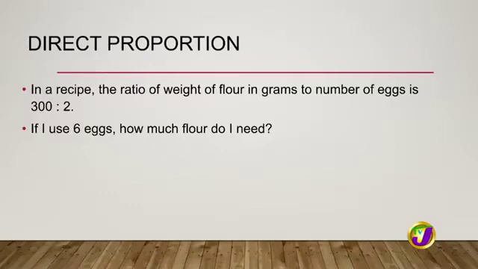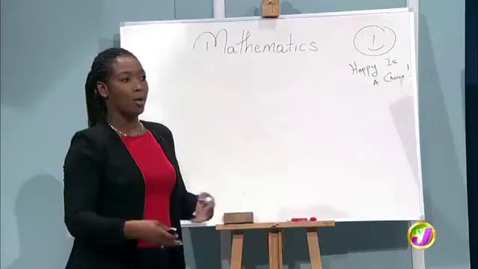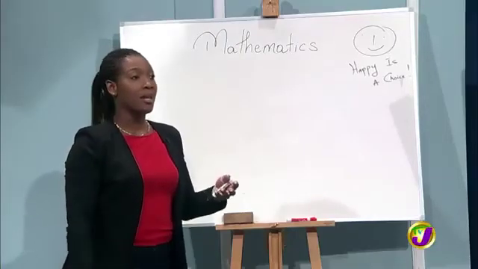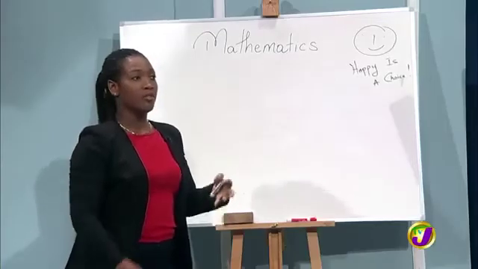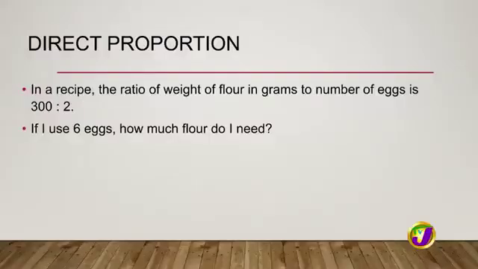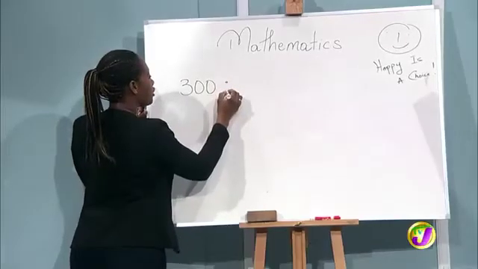And I want to draw your attention to some key points in this question. You have the recipe, the ratio of weight of flour in grams to number of eggs. So remember, when you're looking at ratio, the order matters. The question mentioned the flour first. So the value within the ratio, which is 300, must be referring to the flour.